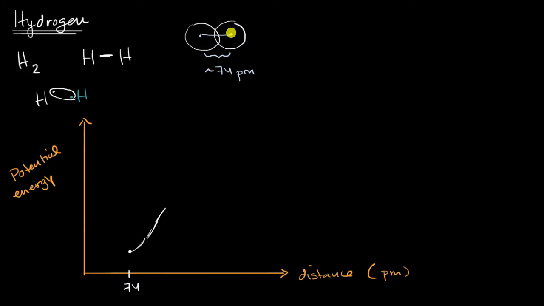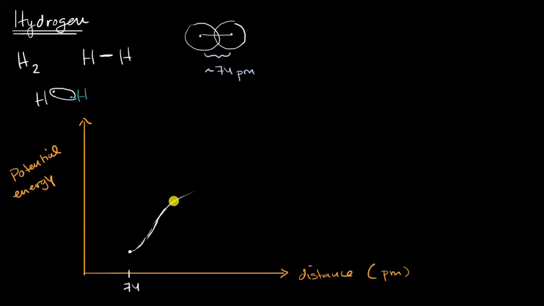why that makes sense, imagine a spring right over here. If you want to pull it apart, if you pull on either side of a spring, you are putting energy in, which increases the potential energy, because if you let go, they're just going to accelerate back to each other. So as you pull it apart, you're adding potential energy to it. So as you have further and further distances between the nuclei, the potential energy goes up.